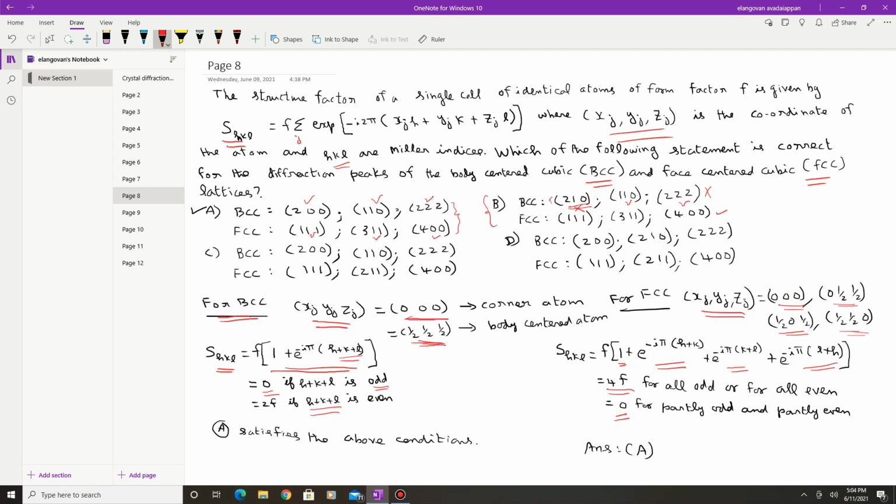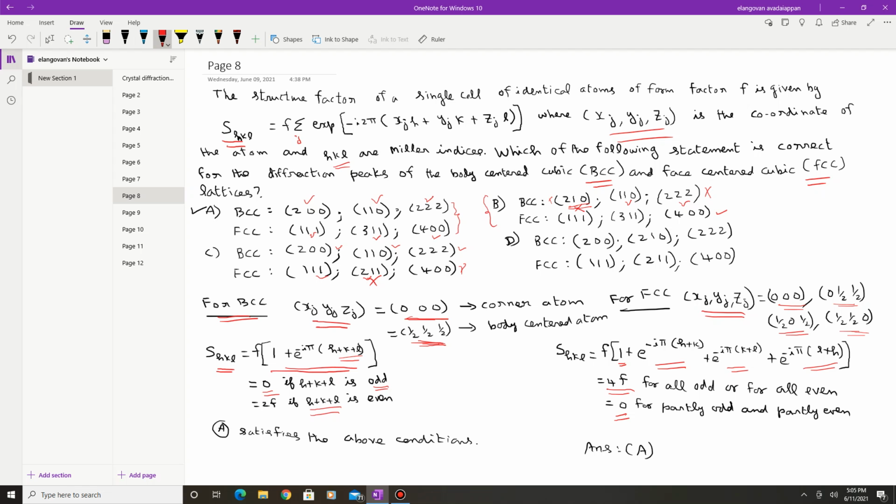So similarly, if you choose C, you can find this one. For BCC, 2 plus 0 plus 0 allowed, all right. 1 plus 0, 2, all right. 2 plus 2, this is all right. Whereas here, this is 111, all right. But 211, there is a mixed number. This is a mixed number, this is not allowed. So this is not allowed.